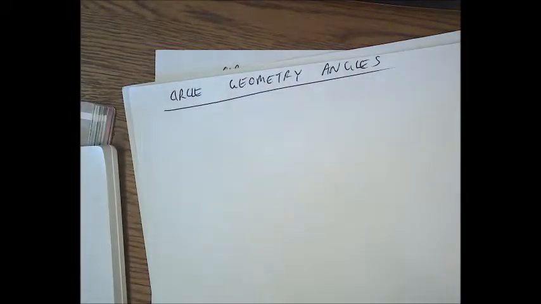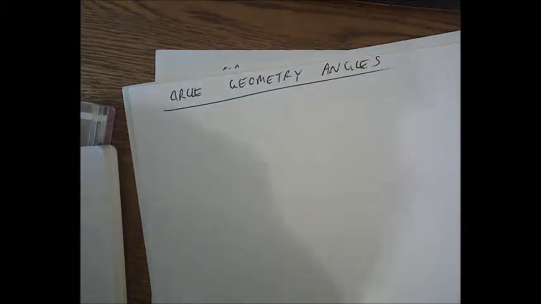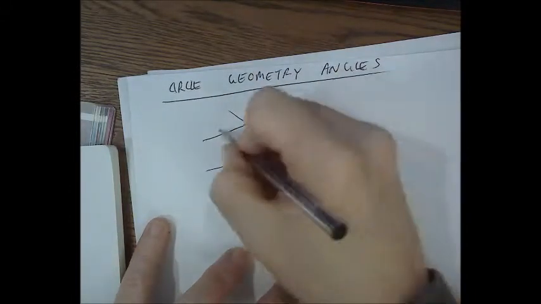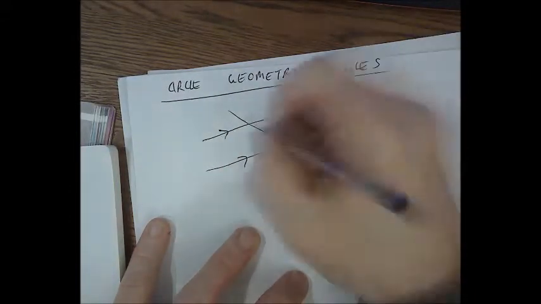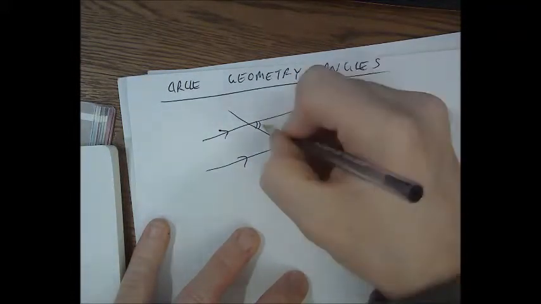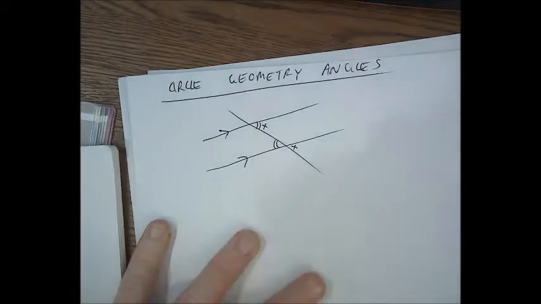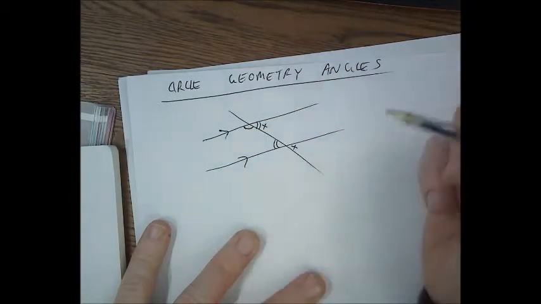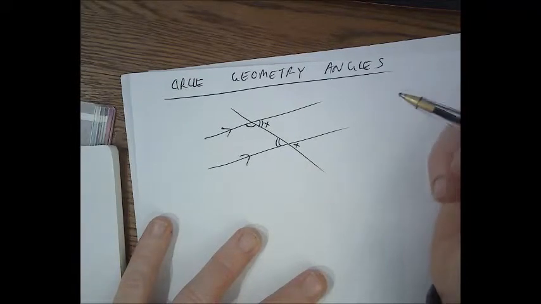Okay, before I revise with you the circle geometry theorems about angles, I'm just going to remind you, don't forget year 7 stuff. If you've got parallel lines and there's a transversal, you know that the alternate angles are equal, the corresponding angles are equal, and the co-interior angles are supplementary. In other words, they add up to 180.